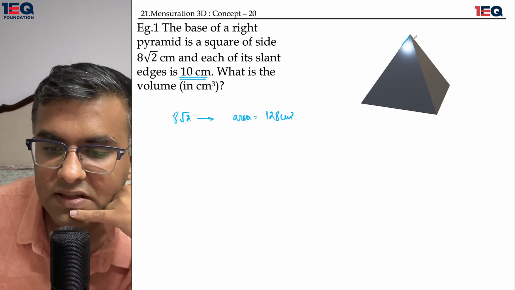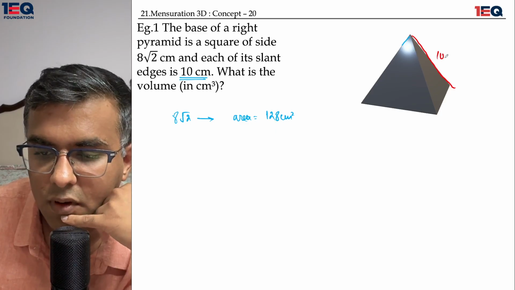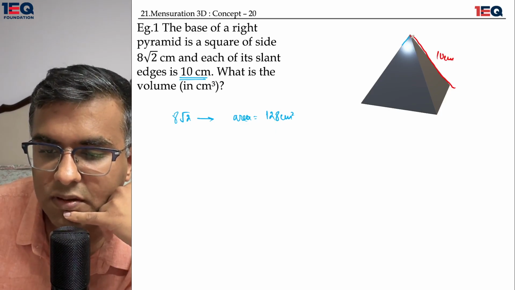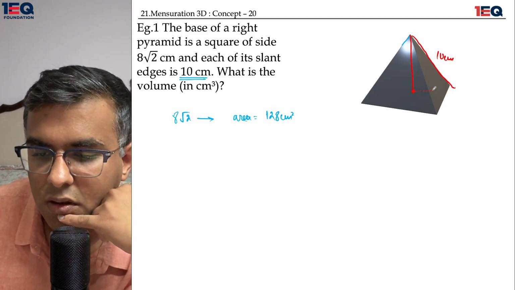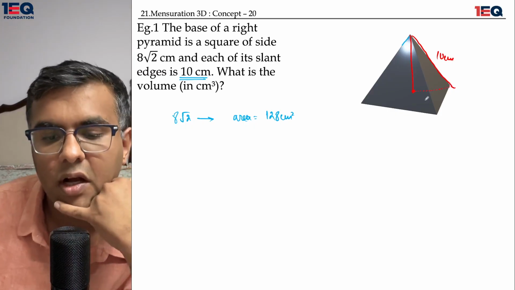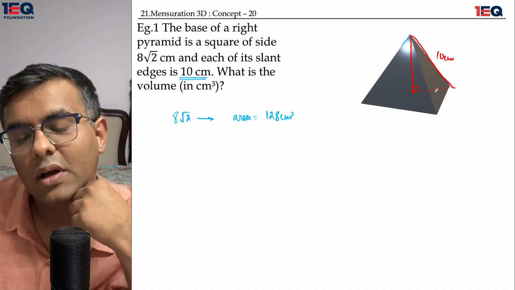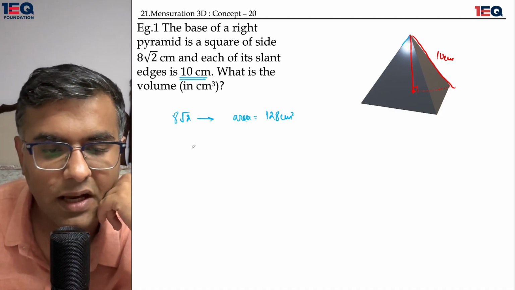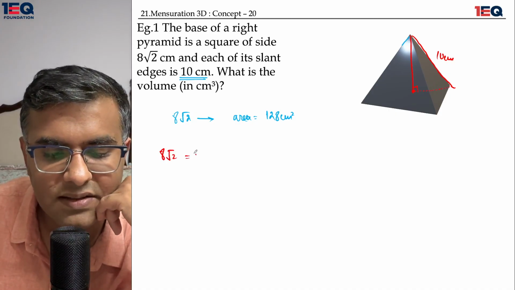If I have this slant edge as 10 centimeters and I would let this go down like this, I would let it go down like this. So I have 10 here, and the base is 8 root 2. The base is 8 root 2, that is the side.